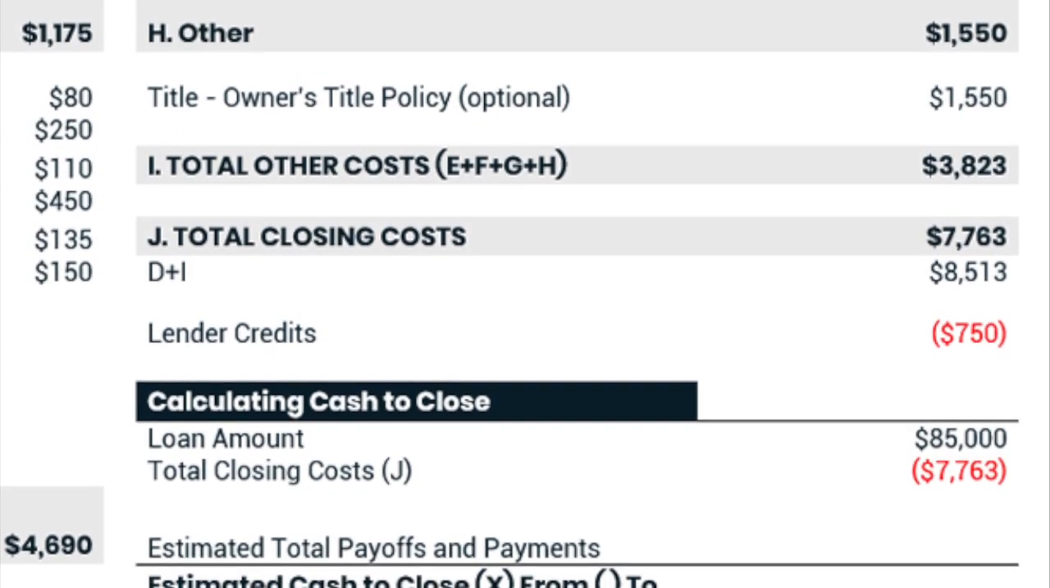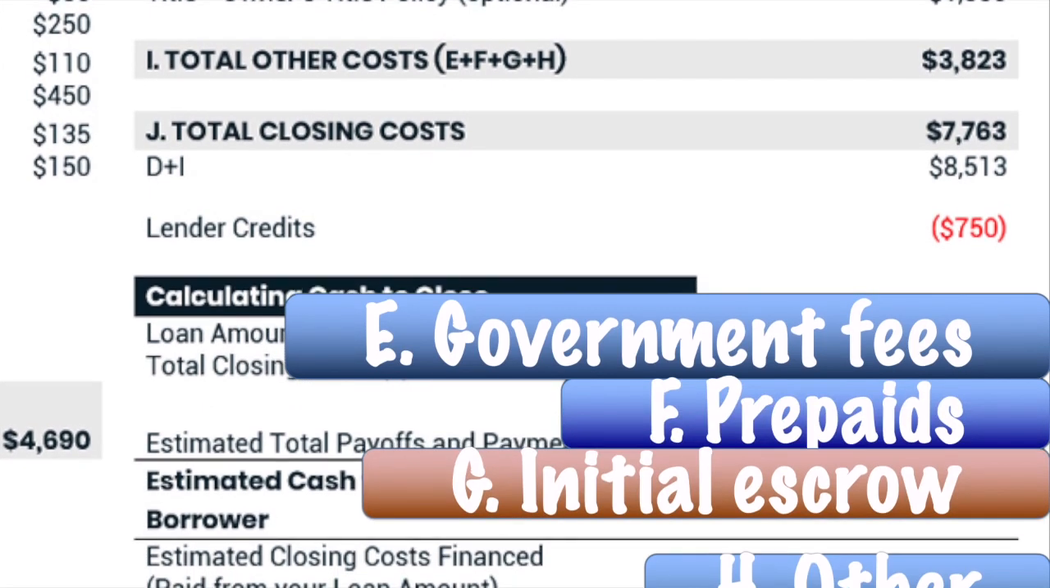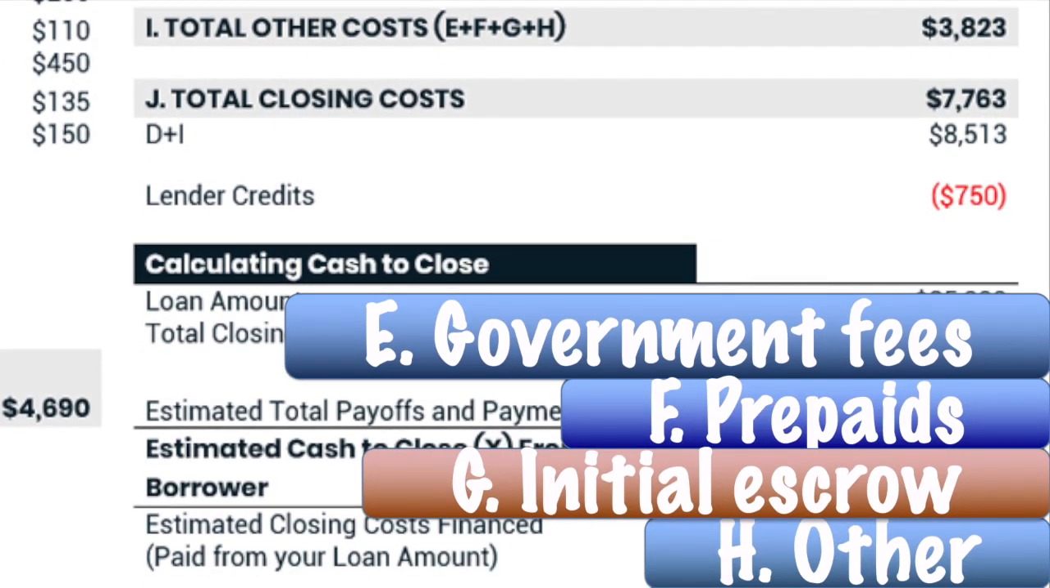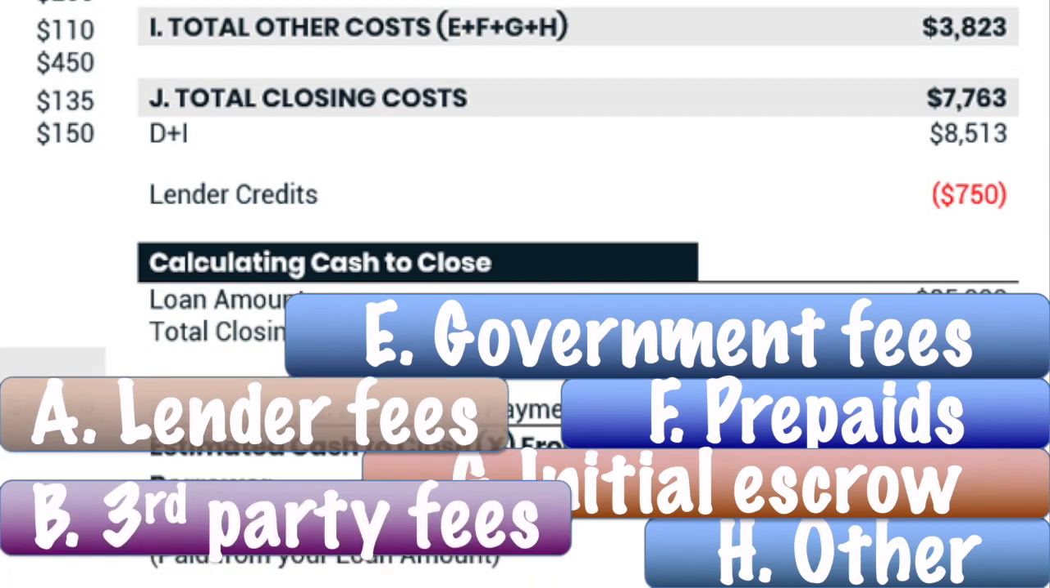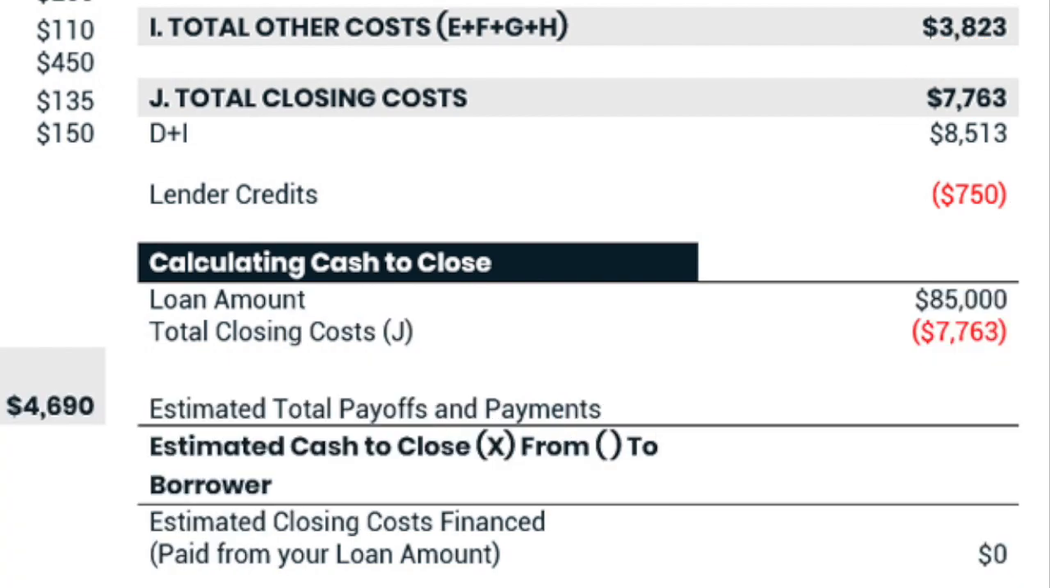The rest of this form are just summaries. So Section I is sections E, F, G, and H summed together, and Section J is A, B, C, E, F, G, H summed together. As you can see in this example, your total closing cost is $8,513 minus $750 that the lender is giving you in credit. And so the total closing cost then is $7,763.